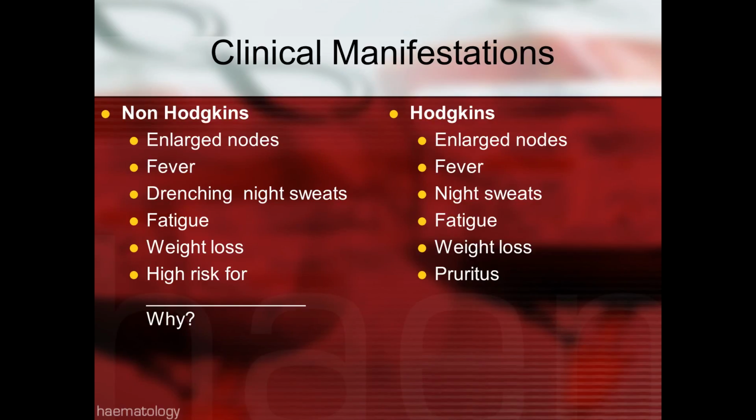Other symptoms, again, fatigue and anemia are indicative of the disease that it's spread. And in the advanced stages, the liver, the spleen, lungs, GI tract, and sometimes the central nervous system can be involved. Okay.